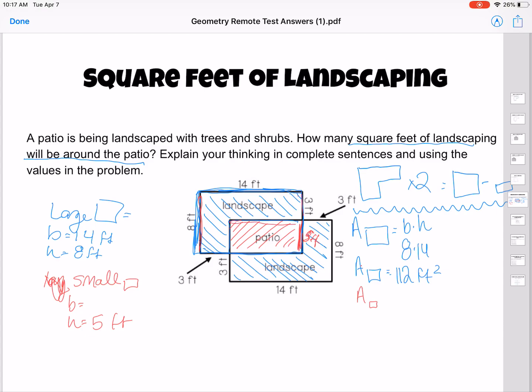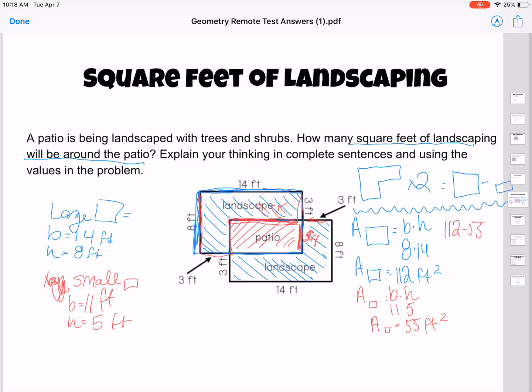And then we can think the same thing of our base here, so the longer side. If 3 feet of it is outside, how much of it is inside? It's going to be 11 feet inside. So I can plug those values in. Base times height, I have 11 times 5, and that gives me that the area of the little rectangle is 55 square feet. Now, like I said, in order to find our L shape here, I'm going to have to take that 112 and subtract out our 55.